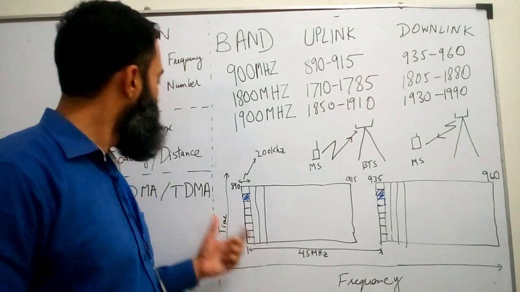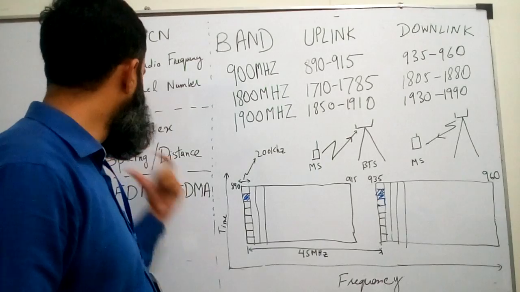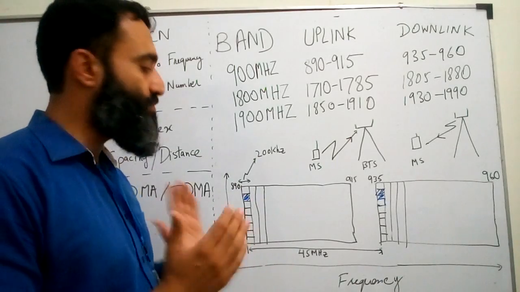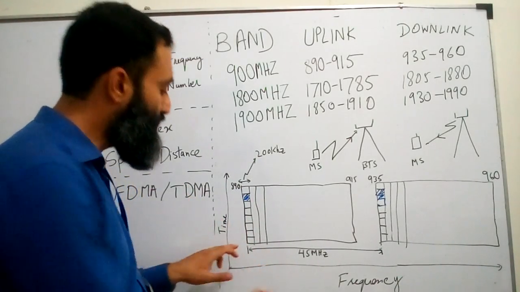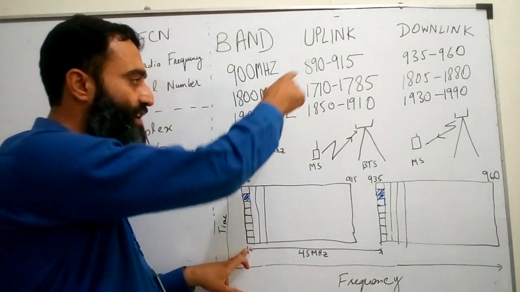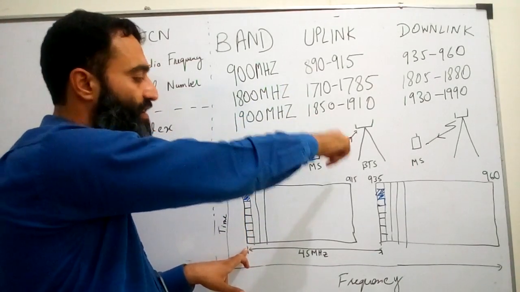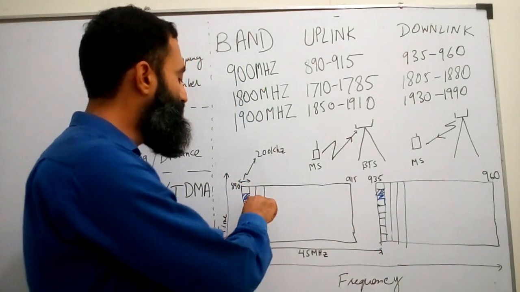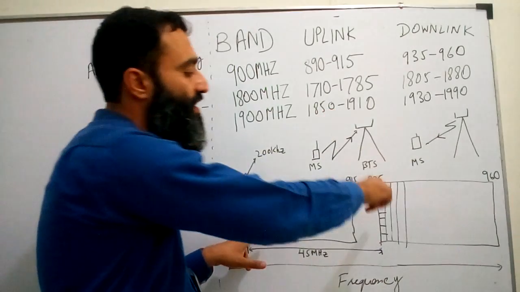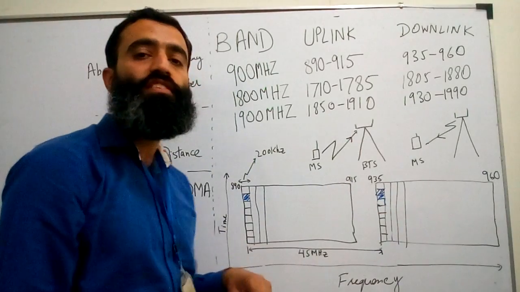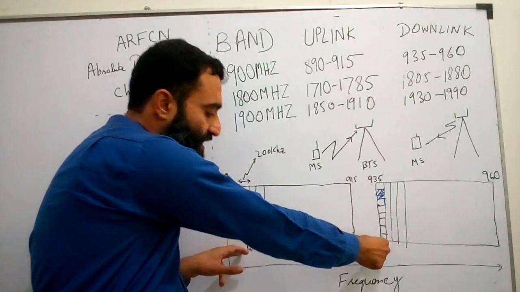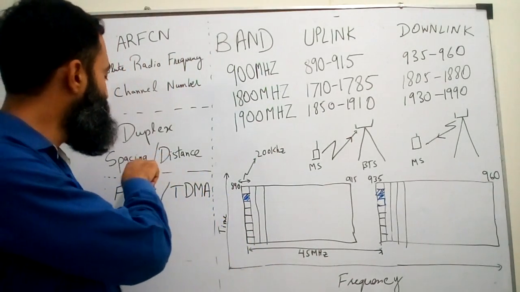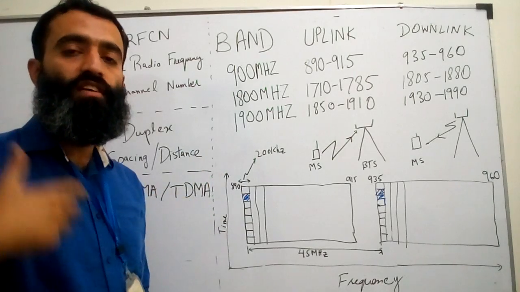Now there is another terminology in GSM which is important. It is known as the duplex distance or duplex spacing. Duplex distance or duplex spacing is basically the frequency difference between the first uplink frequency channel and the first downlink frequency channel, or the second uplink frequency channel and the second downlink frequency channel. The frequency difference between them is 45 megahertz, which is known as the duplex spacing or the duplex distance.